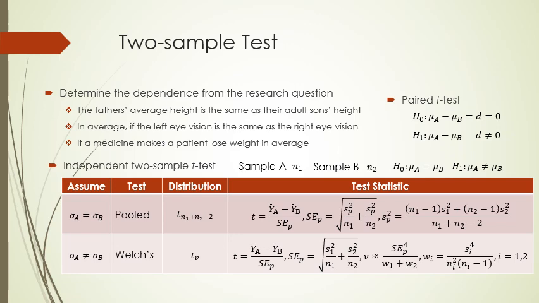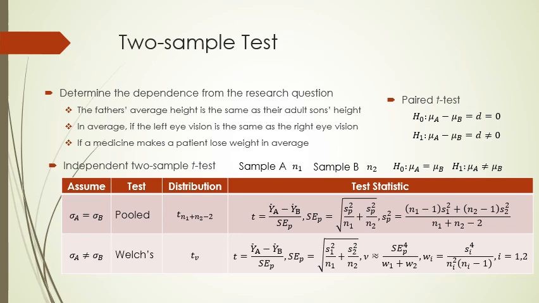For example, we may be interested to find if the boys' height is larger than the girls' height at a certain age as a one-tailed test. To compare two samples, first we need to determine if the two samples are dependent. Two samples are dependent if the subjects of one sample are related to the subjects of the other sample. Normally, we should be able to determine the dependence from the research question.